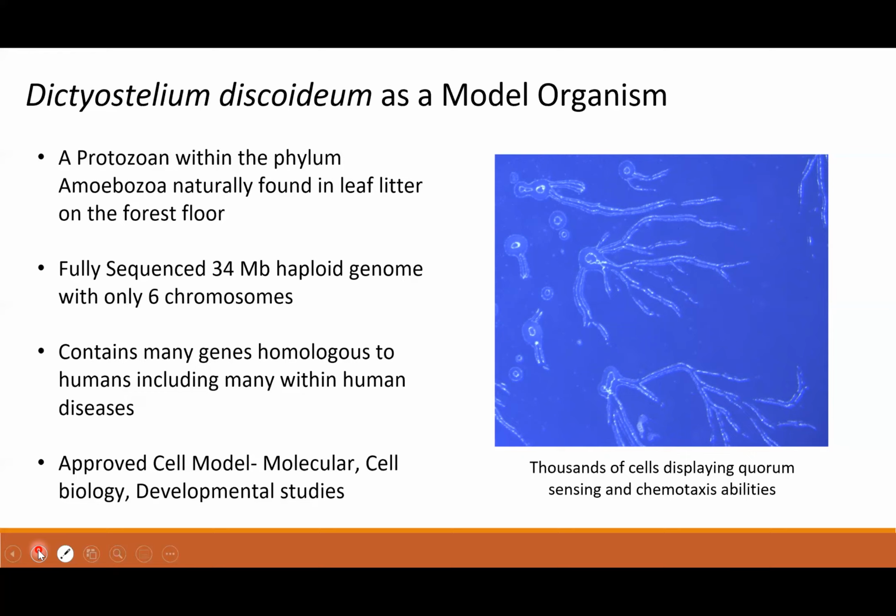It's also used a lot in molecular biology because it has a fully sequenced 34 megabase pair haploid genome. Okay, so it only has one set of chromosomes, allowing it to be manipulated much more easily than a more complex organism that has a diploid genome. It only has 6 chromosomes as well. Also, several of its genes are homologous to human genes, and that includes several genes that are found within human diseases. Again, it is a model organism, so it's approved for scientific studies, and it is used a lot for, again, molecular and cell biology, as well as developmental studies.